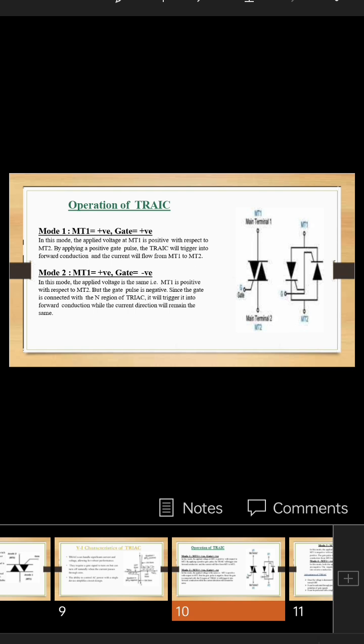Mode 2, MT1 equal to positive, gate equal to negative. In this mode, the applied voltage is the same. MT1 is positive with respect to MT2, but the gate pulse is negative. Since the gate is connected with the N region of the triac, it will trigger it into forward conduction while the current direction will remain the same.